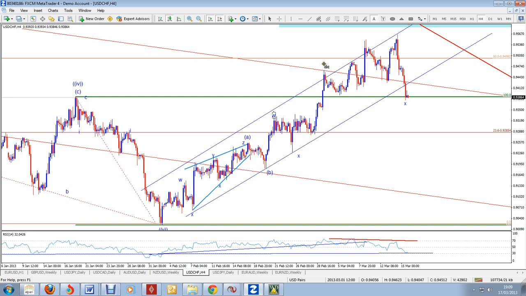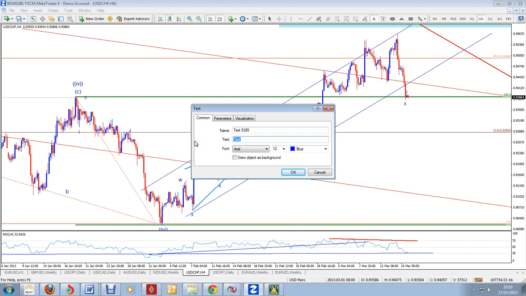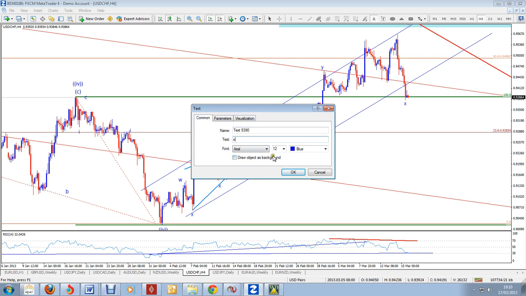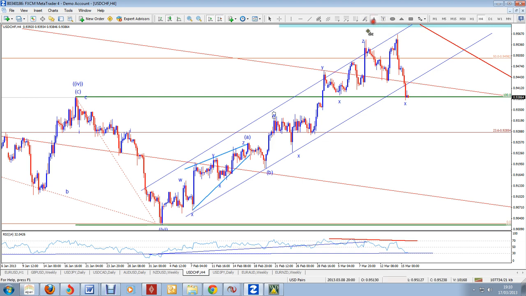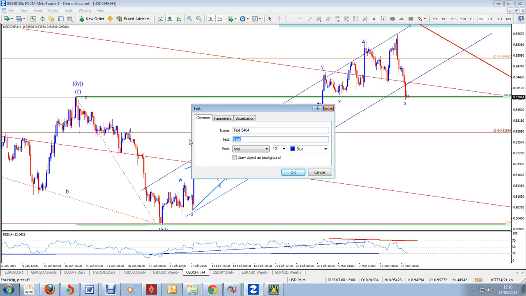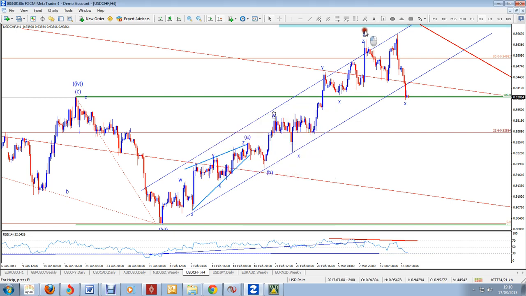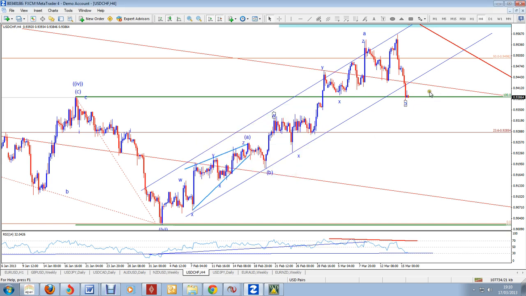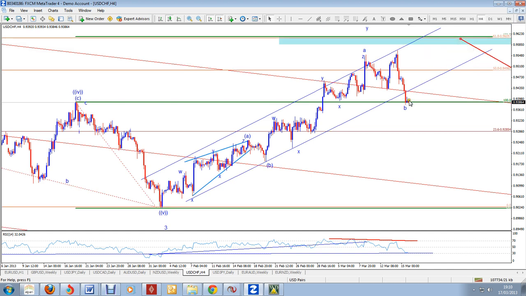W, X, Y, X, Z maybe. So that would give me wave A, and then this being A, B, C. So this in fact would give me wave B, and therefore we're looking for either a 5-wave move up to correspond with the dollar index, or A, B, C to the upside.